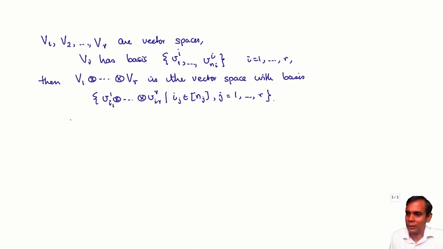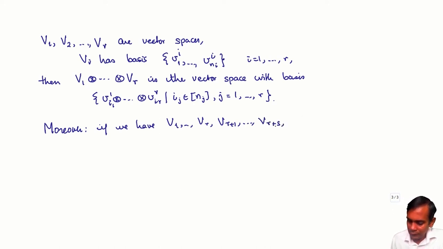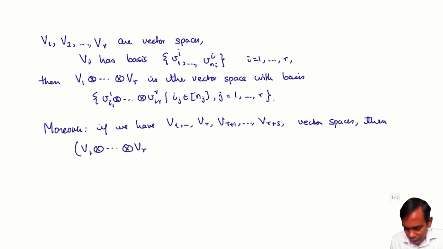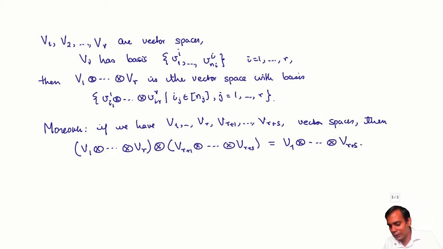And it's not difficult to see then with this definition that if we have vector spaces V1 up to Vr, and then a few more vector spaces Vr plus 1 up to Vr plus s, then V1 tensor up to Vr, we take this tensor and then tensor it with the other tensor Vr plus 1 tensor up to Vr plus s. This is the same as the vector space V1 tensor all the way down to Vr plus s. This is just because these things essentially have the same basis. Let's think about it a little, it's quite clear.